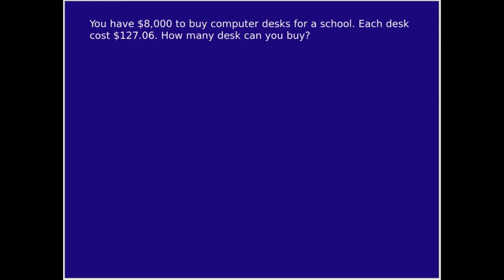So we need to figure out what values we are working with here. This is not too deep. So we're working with $8,000 and we're trying to figure out how many computer desks we can buy, and the price of each desk is $127. Those are the three things that we have. Now, the 8,000 and the 127 are pure numbers. What we don't know is how many computer desks.